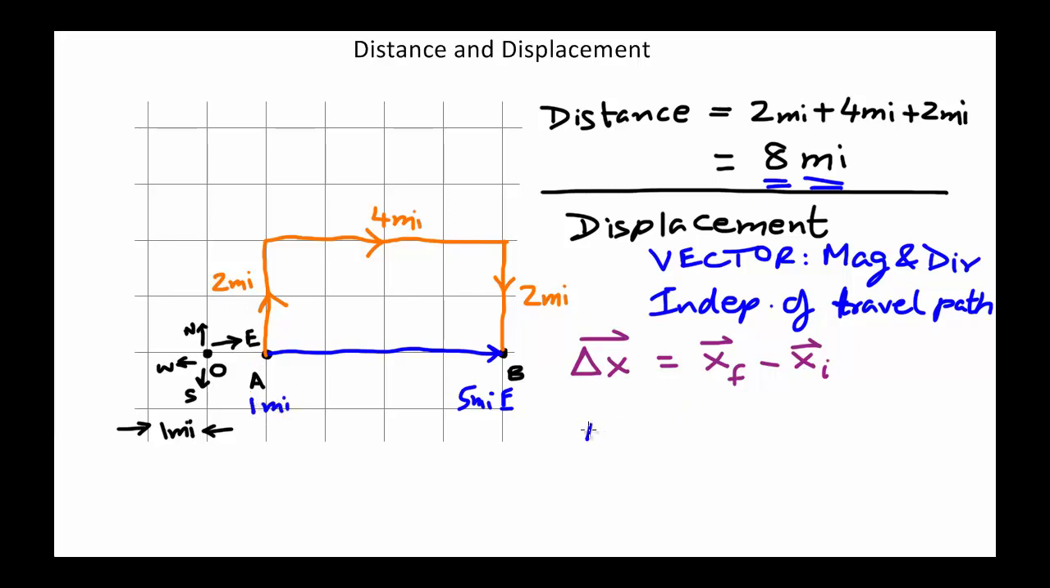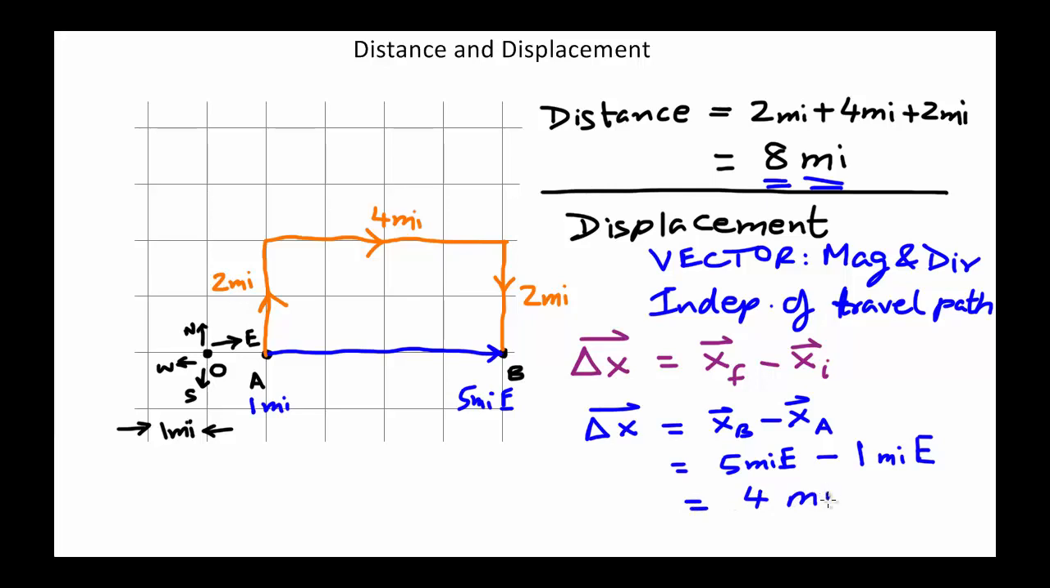So in our case, the displacement is x_B, which is our final, minus x_A. And let's just carry all these vector symbols to remind ourselves that we are working with a vector now. And x_B, or the position of B, is 5 miles east. And from that, we subtract 1 mile east, which is the position of A. And that gives us a displacement of 4 miles east. So now I've got two components of this answer. We got the magnitude as before, which in turn has a number and a unit. And then we got direction. In this case, the direction is simply due east.